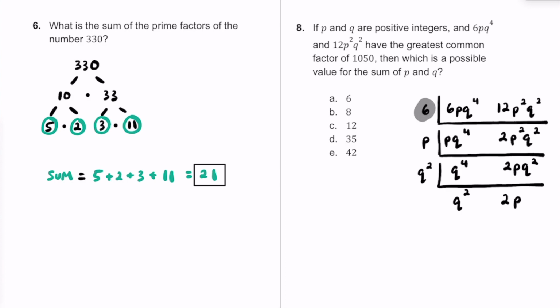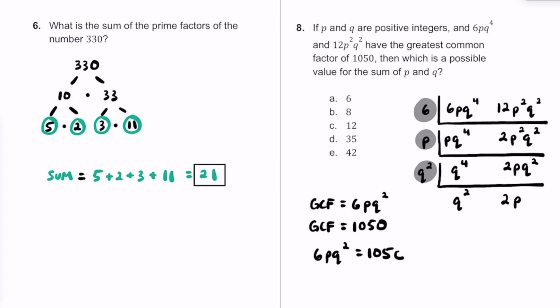All right, so keep in mind that the 6 is what they had in common, the p is what they had in common, and these 2 q's are what they had in common. So if you go ahead and multiply those together, we can see here that the GCF of these monomials is going to be 6 times p times q to the second power. But keep in mind that we're also told that the GCF is also going to be 1050. So if that's true, we can go ahead and say that this 6 times p times q squared is equal to 1050, right? That must be true if they both represent that GCF.